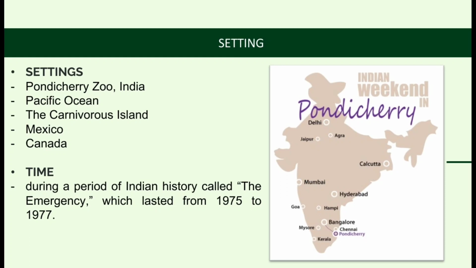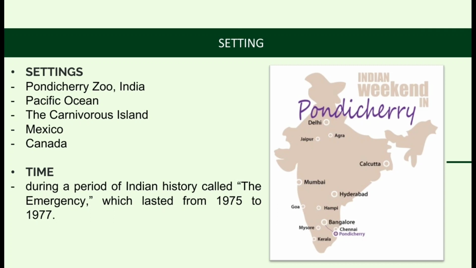The settings have five significant places, which include the Pondicherry Zoo, the Pacific Ocean in a lifeboat, a carnivorous island, Mexico where Pi is rescued, and lastly, Canada where Pi makes a new life for himself. So the settings undergo a series of changes in time and place.